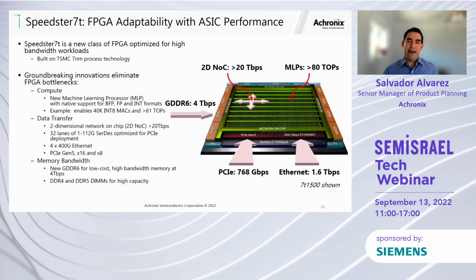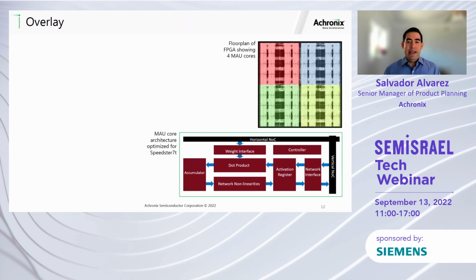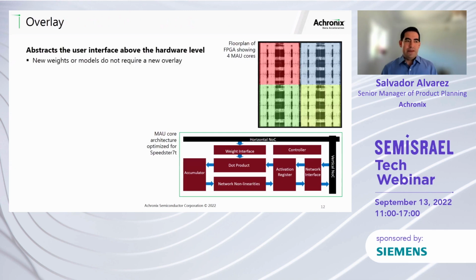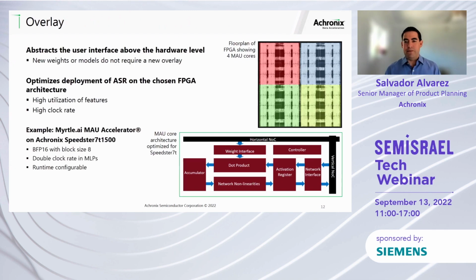And we have a 2D NOC capable of transferring data at over 20 terabits per second, so we can move that data quickly within the chip once it's there. We also support PCIe and Ethernet interfaces. To take advantage of that chip, let's talk now about the overlay.